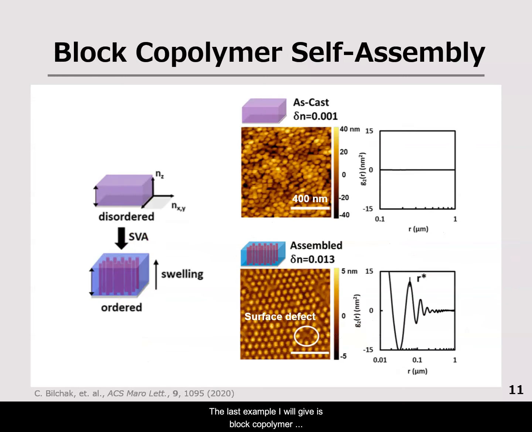The last example I will give is a block copolymer disorder-order transition after solvent annealing. On the as-cast sample, you don't see any typical radial correlation, while after solvent annealing of a certain time, the cylinder morphology shows up, which suggests a kind of self-assembly.